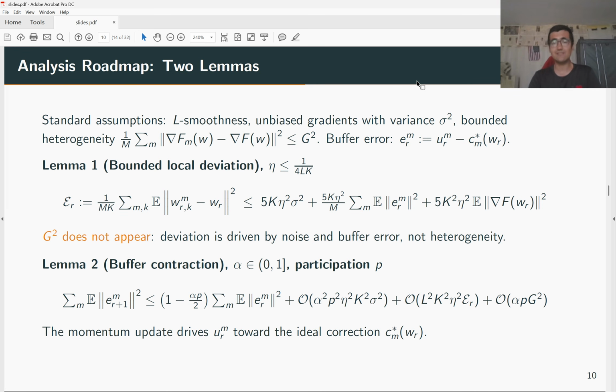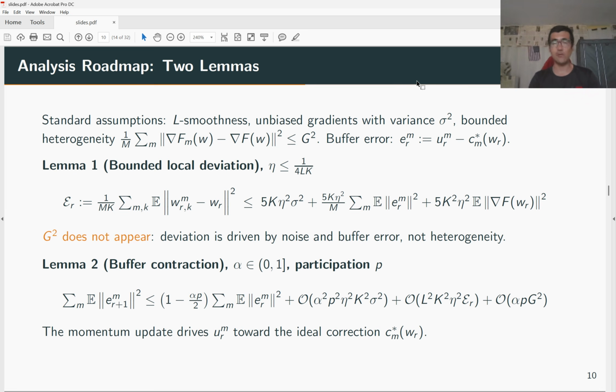Here, and this is the point I want you to take away from this slide, g squared does not appear in the bound at all. The deviation is driven by the stochastic noise and by the buffer error instead. So if the buffers are accurate, heterogeneity simply drops out of the local dynamics. The second lemma shows the buffers do become accurate.